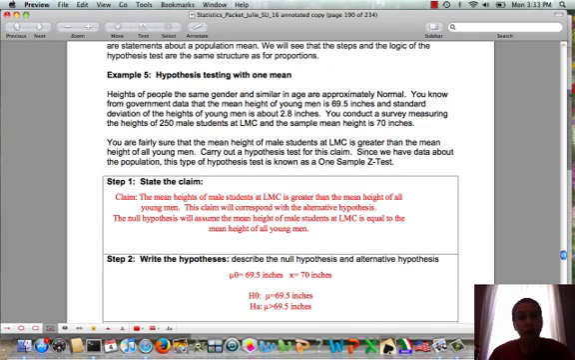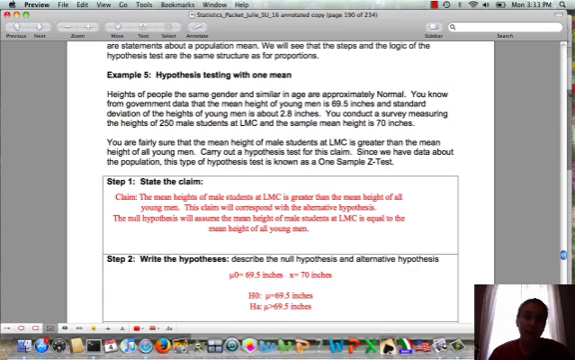You conduct a survey measuring the heights of 250 male students at LMC, and the sample mean height is 70 inches. You're fairly sure that the mean height of male students at LMC is greater than the mean height of all young men. Carry out a hypothesis test for this claim, and since we have data about the population, this type of hypothesis test is known as a one-sample z-test.